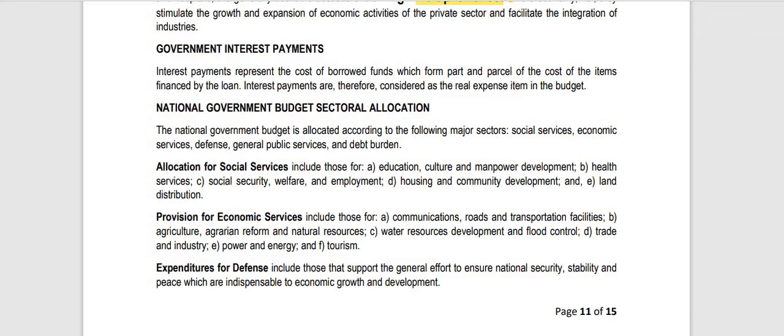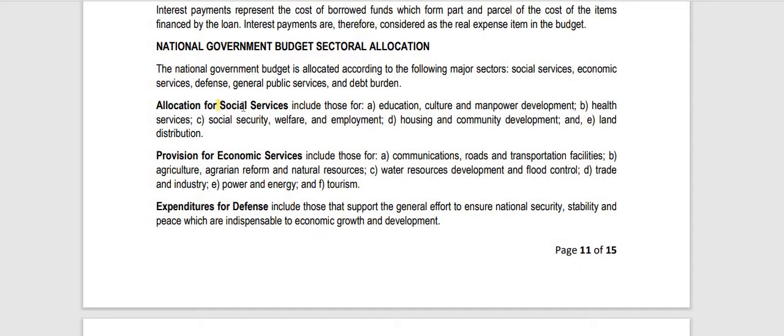So because, di ba, as I've told you, the government may opt to have borrowings should the revenue being raised by the government is not enough to suffice the public expenditure. So kay naman tayo utang, then we need to pay for interest together with its principal. So our national government budget allocates also many sectors. So we allocate for social service, para sa education, culture, manpower, and development.